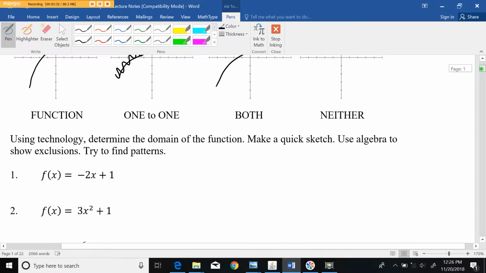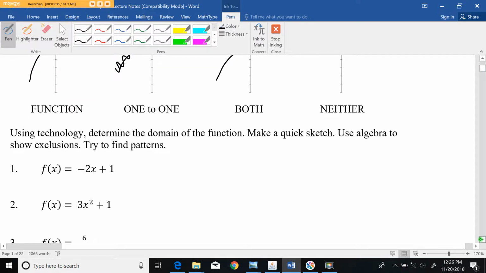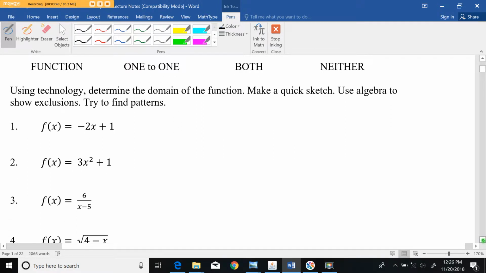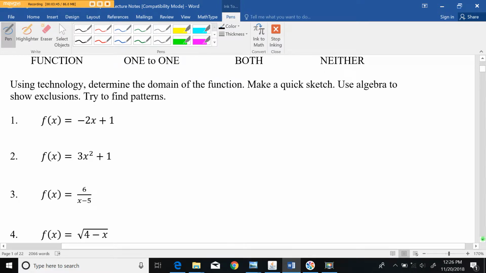Using technology, determine the domain of the function and draw a quick sketch. Use algebra to show exclusions, try to find patterns. All right. Well, I'm not going to use technology. I'm going to do this by the method of the video that I talked about here. Hopefully you've seen my videos on finding domains. Assume the domain is all real numbers until you can show otherwise. This has no division by zeros and no radicals, so the domain of function number 1 is all real numbers. Done. Quick sketch. This is linear, slope -2, looks something like this. That's a real quick sketch, but good enough.